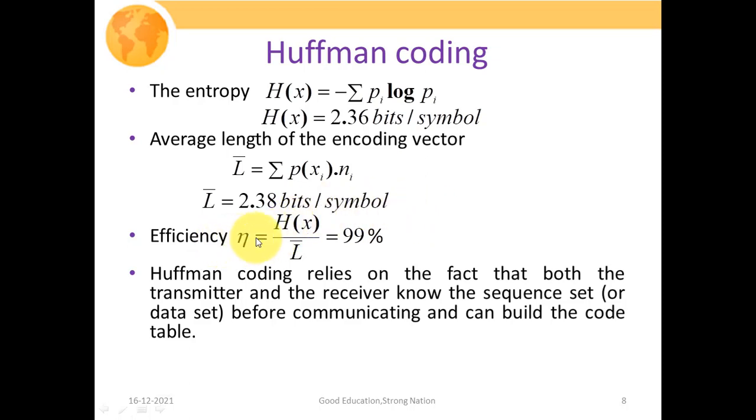So here in this particular case, Huffman coding is going to provide us 99% efficiency. Huffman coding relies on the fact that both the transmitter and the receiver know the sequence set, that is, prior knowledge is there. Both the transmitter as well as the receiver are going to have those coded sequences before communicating, and they can build up the code table so that they can easily communicate with each other.